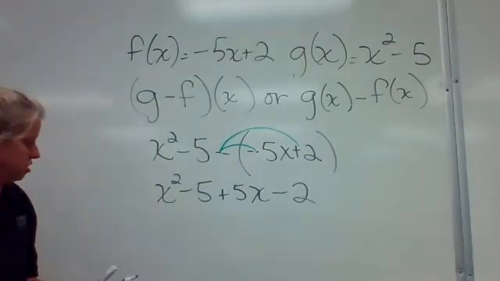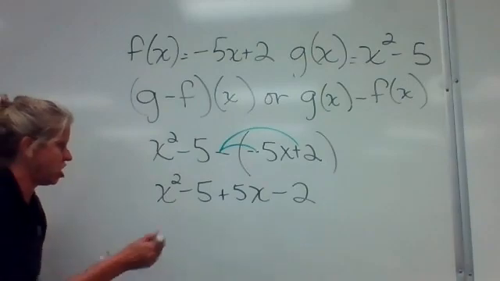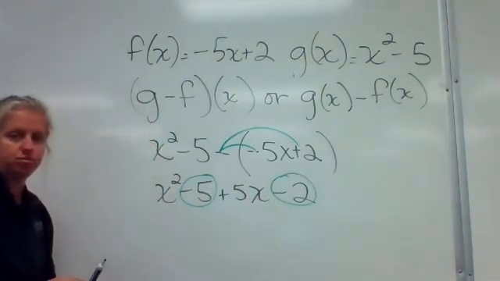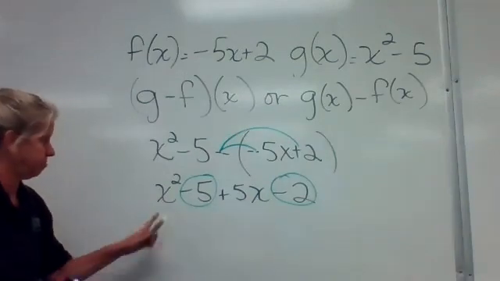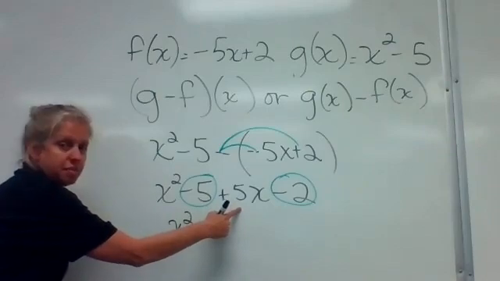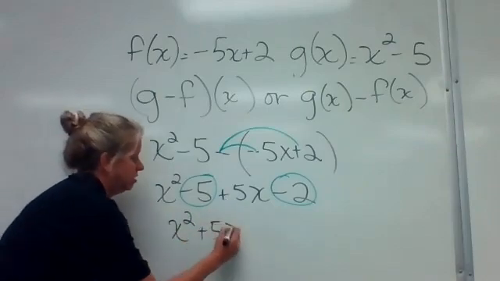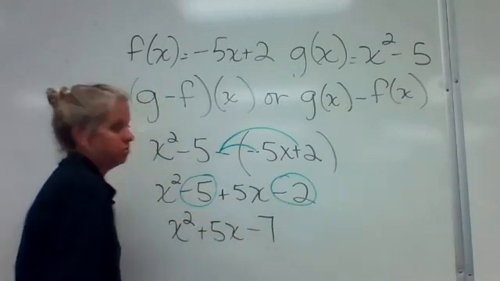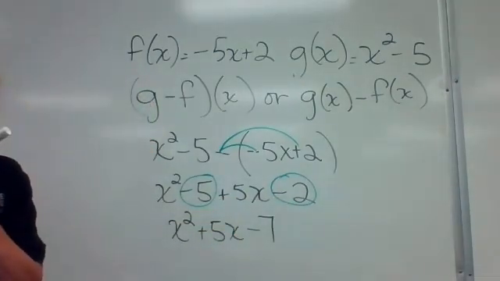Then clean this up. Let's see, who's going to go together? Like terms are going to be the negative 5 and the negative 2. Nobody goes with x squared, so I'll just bring it down. Then my 5x. And then I'll put the negative 5 and the negative 2 together, which gives me negative 7.